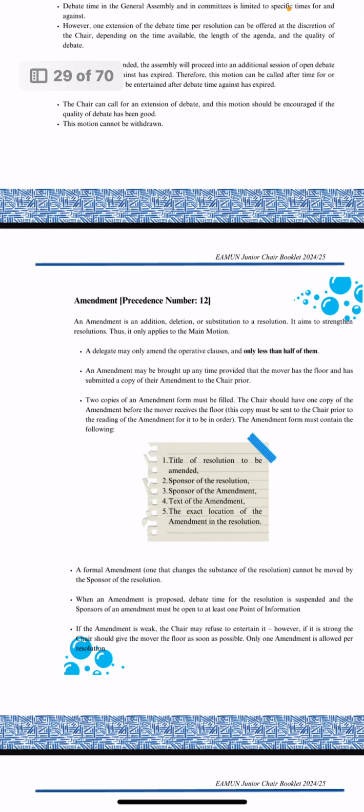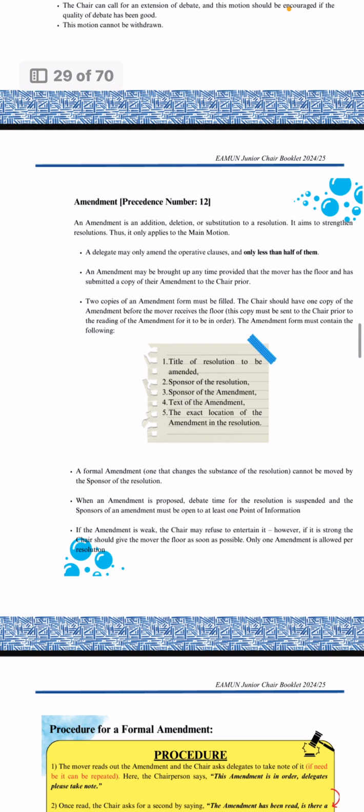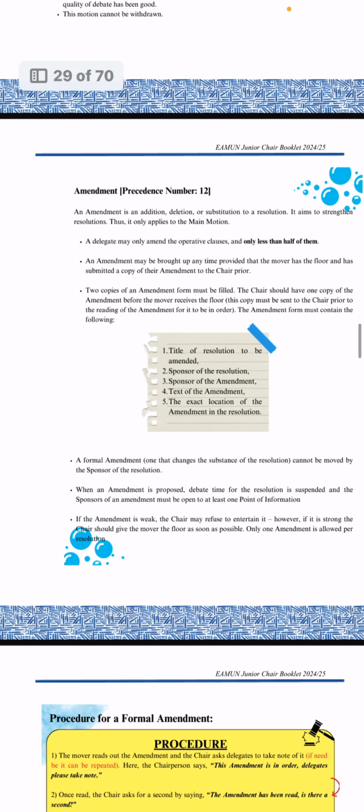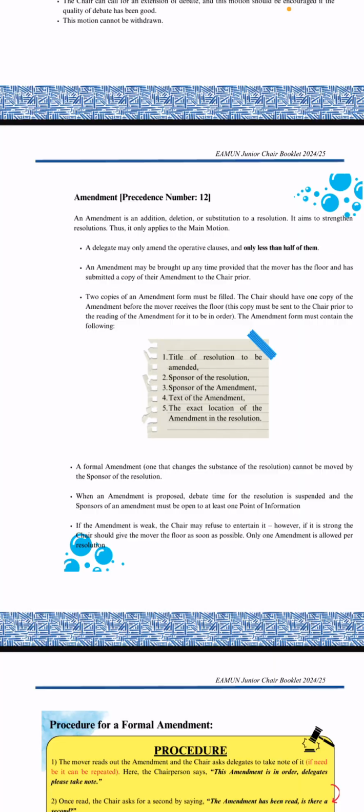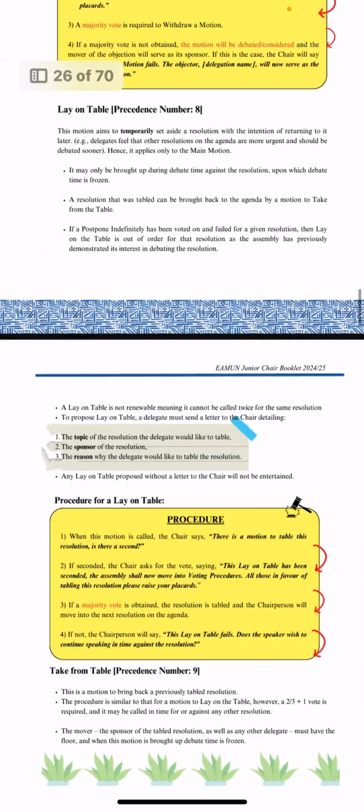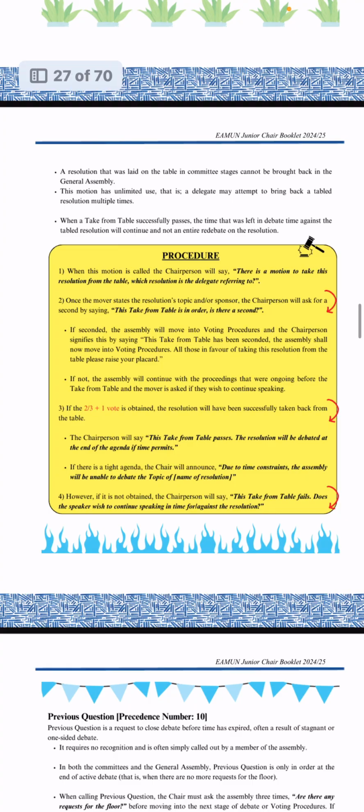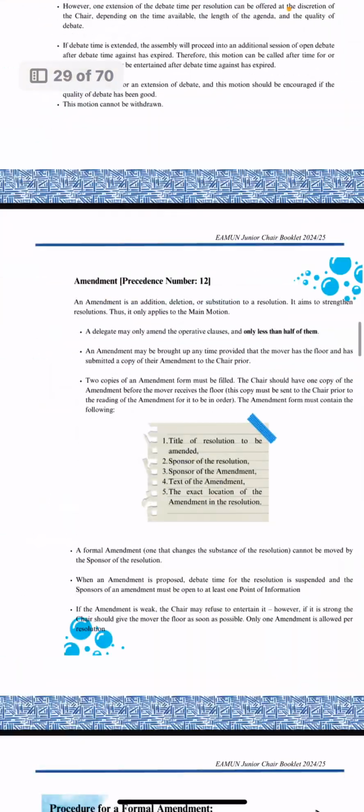There are forms in this procedure. Remember, lay on the table and postponed indefinitely have the same types of forms. The abbreviation for that is TSR: topic of resolution, sponsor of resolution, reason for laying or postponing indefinitely. But the one for an amendment form is quite different. It's more extensive. T test, okay? That's the way I remember it. The first T is for title of the resolution, then exact location of the amendment, then sponsor of resolution, then the other T is text of amendment, then sponsor of the amendment.